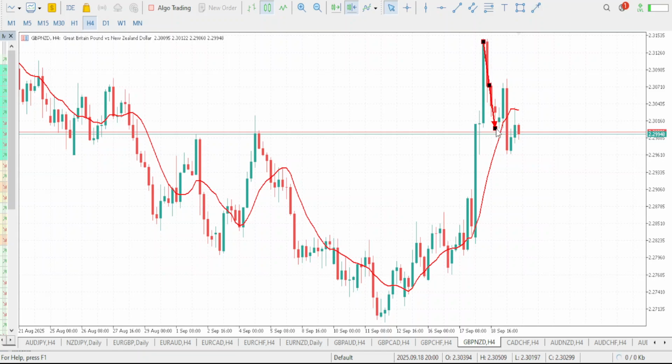So let's see it push up like this, drop, push up, give us some more drop. If it gives us one more drop, then we can now expect the new buy that should go ahead to take out this previous high. So our bias on GBP New Zealand dollar is still to the upside.